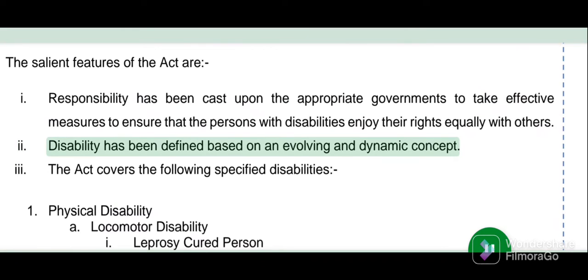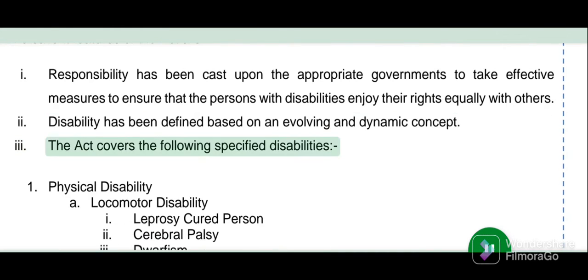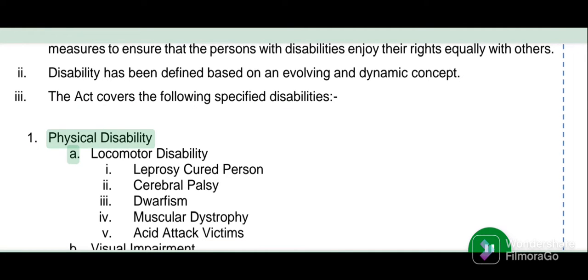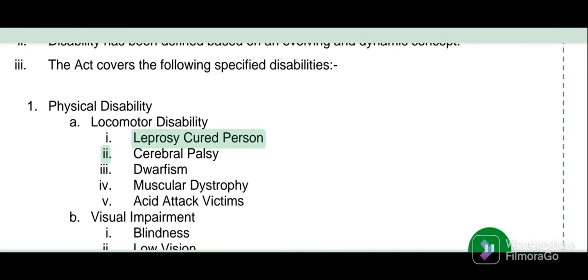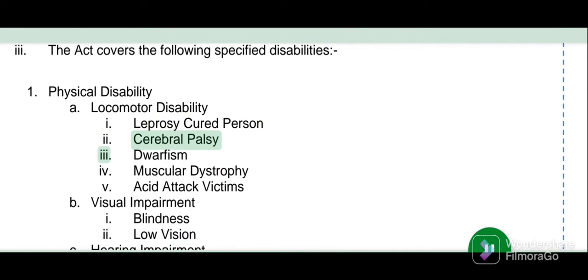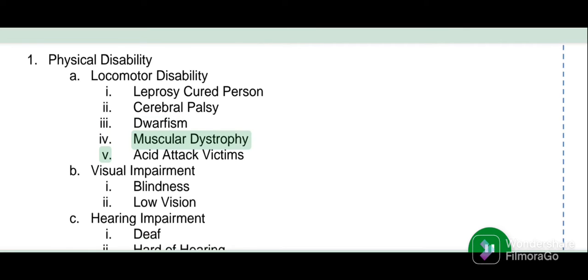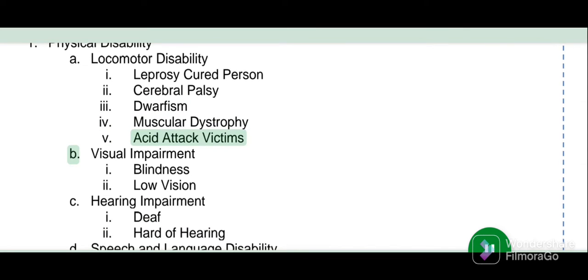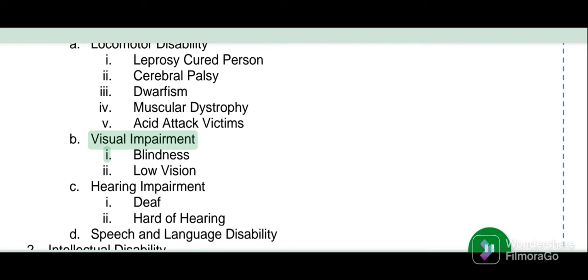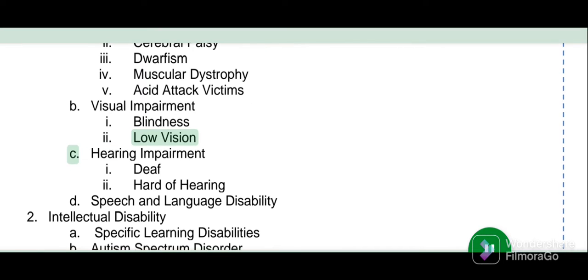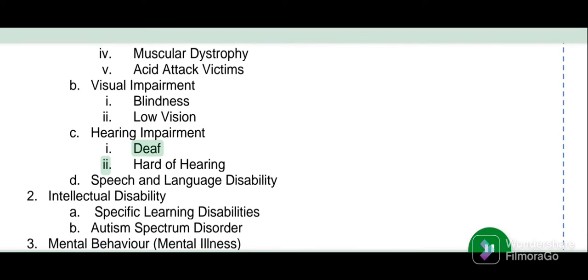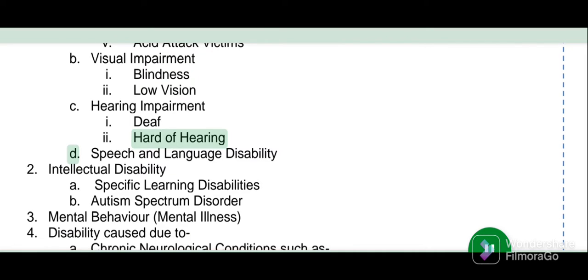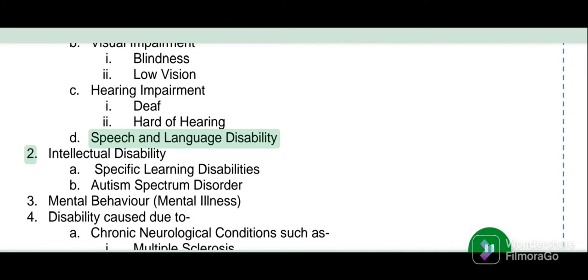Disability has been defined based on an evolving and dynamic concept. The Act covers the following specified disabilities. 1. Physical disability: A. Locomotor disability: I. Leprosy cured person, II. Cerebral palsy, III. Dwarfism, IV. Muscular dystrophy, V. Acid attack victims. B. Visual impairment: I. Blindness, II. Low vision. C. Hearing impairment: I. Deaf, II. Hard of hearing. D. Speech and language disability.